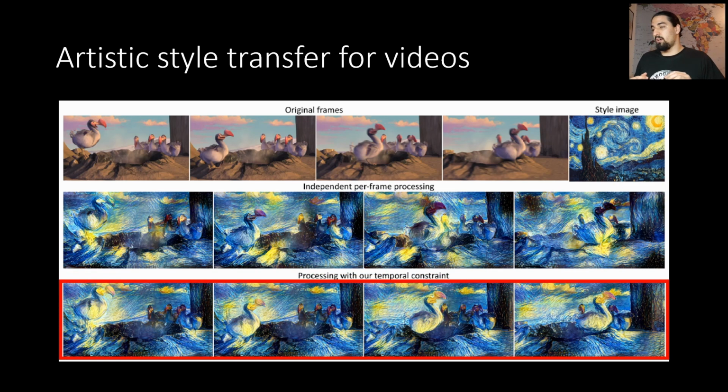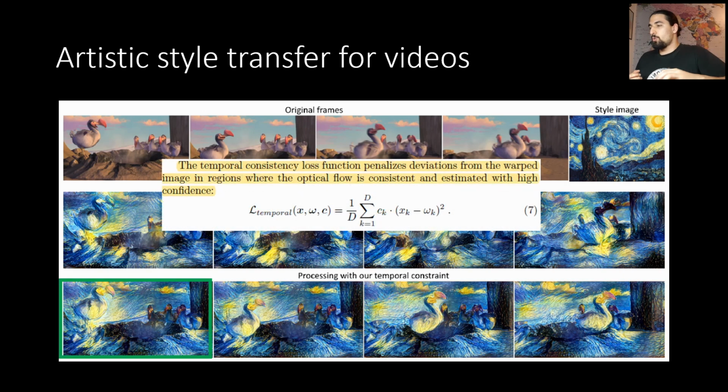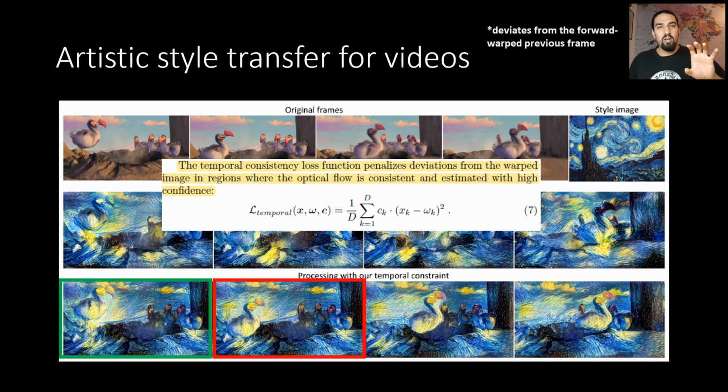Whereas when you apply it with a temporal constraint, you can see that the images are much smoother and consistent between frames. The way we achieve this temporal consistency is the following. So we take this green frame, the previous frame, and we forward warp it using the optical flow information. And we take this red frame, the next frame, and we penalize it for deviating from the green frame on those locations, on those pixels where the optical flow was stable, i.e. there was no disocclusion happening.